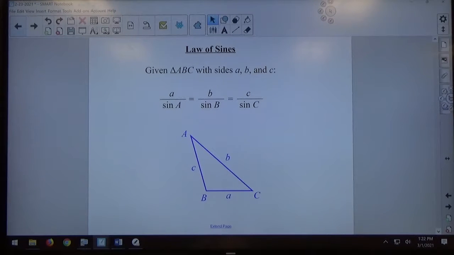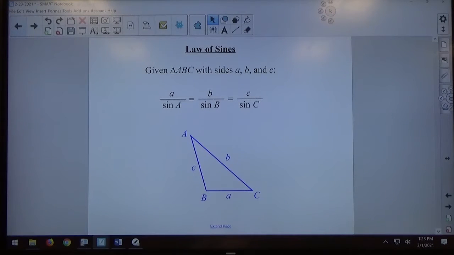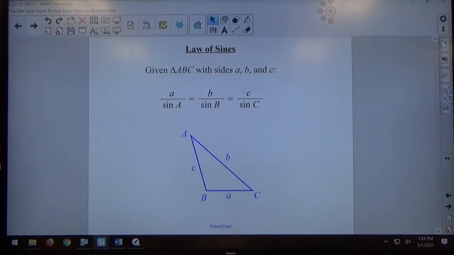If I have a right triangle, I'm going to use SOHCAHTOA like I normally would. But if I have any other triangle that doesn't have a right angle in it, I'm going to have to use the law of sines or the law of cosines in order to find missing pieces. With that in mind, this is the law of sines. Once you're ready to use it, you just plug your numbers in and work it out. All right?